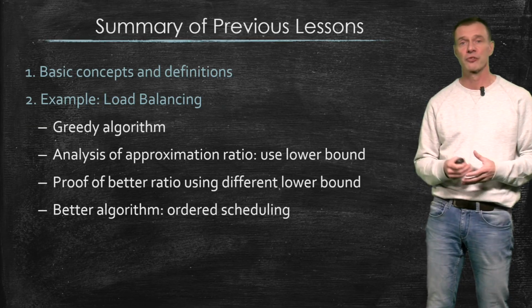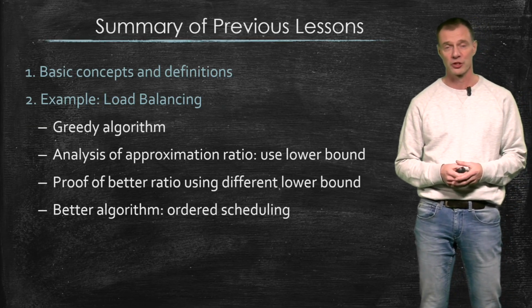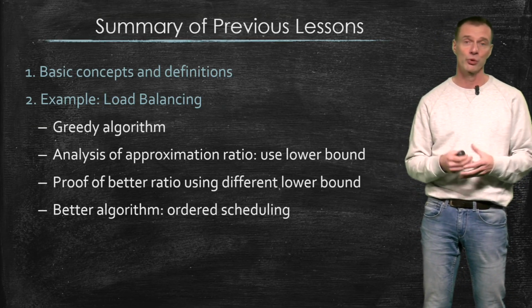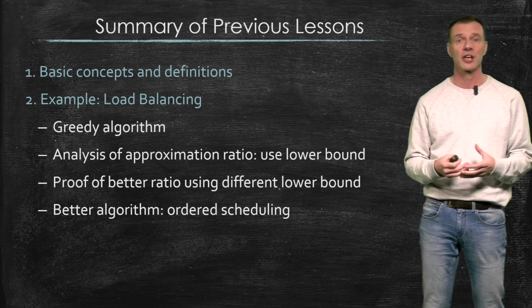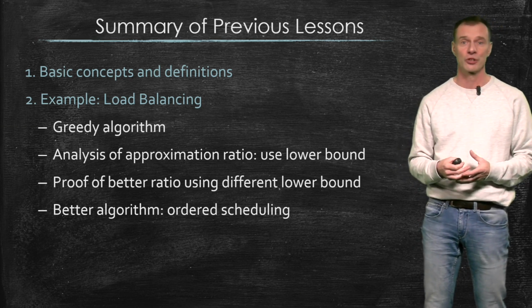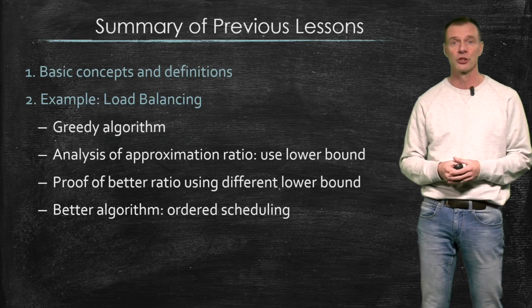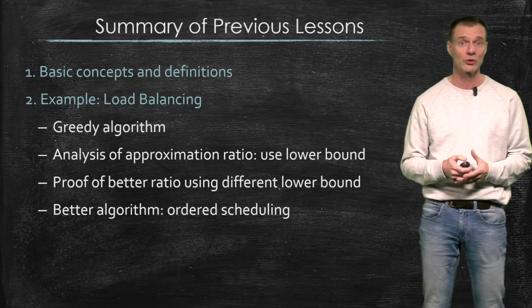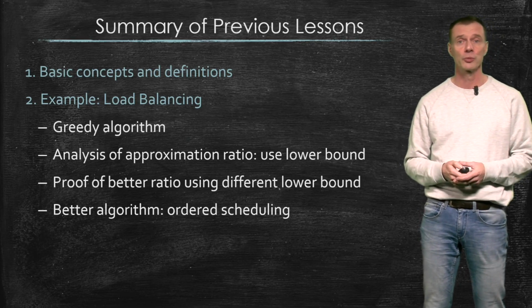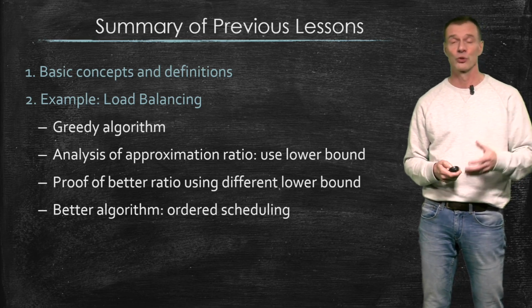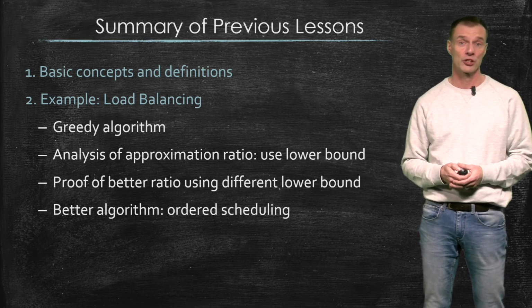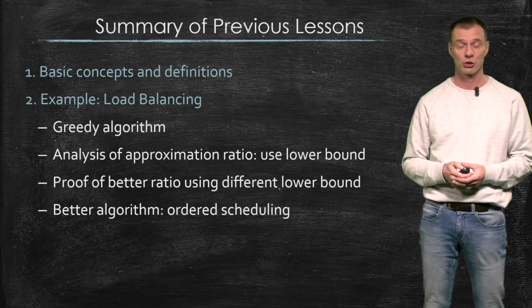After that, we spent several lessons talking about the load balancing problem. We gave a simple greedy algorithm. We analyzed that using a lower bound. So instead of comparing directly to opt, we compared the solution to a lower bound. We proved that it was a 2 approximation. And then we also actually gave a better approximation by first sorting the jobs.